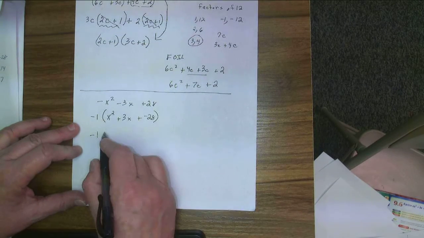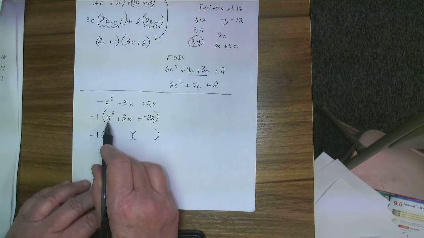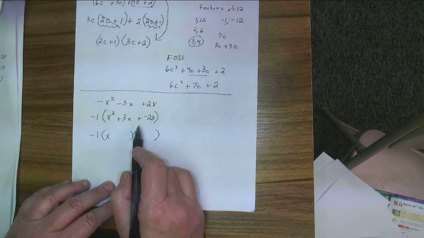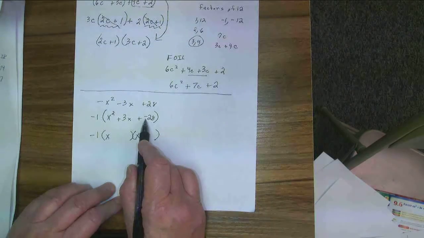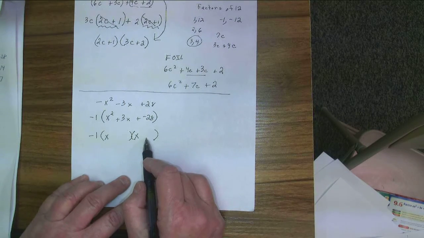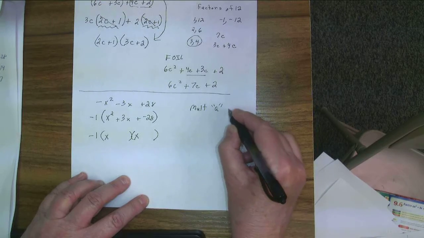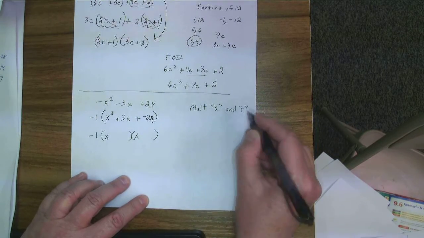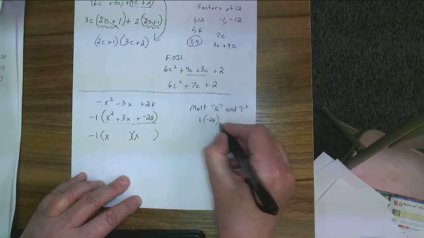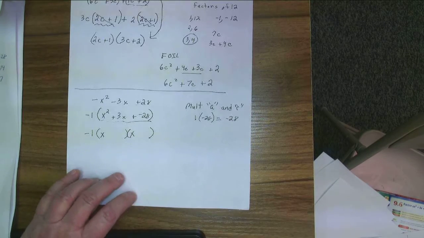This will break into 2 binomials. We know that this will again break x and x. And we know with this being a positive, actually that's a negative number there. So we're going to need a positive and a negative. So let's take again, we multiply our A and this C number. A is 1. We're looking at this right here. C is negative 28.